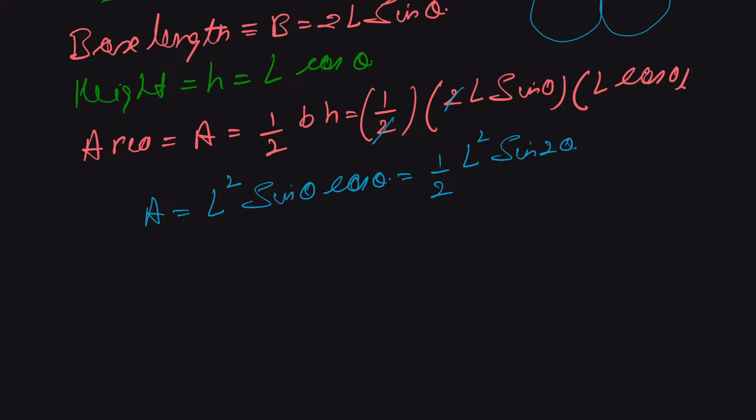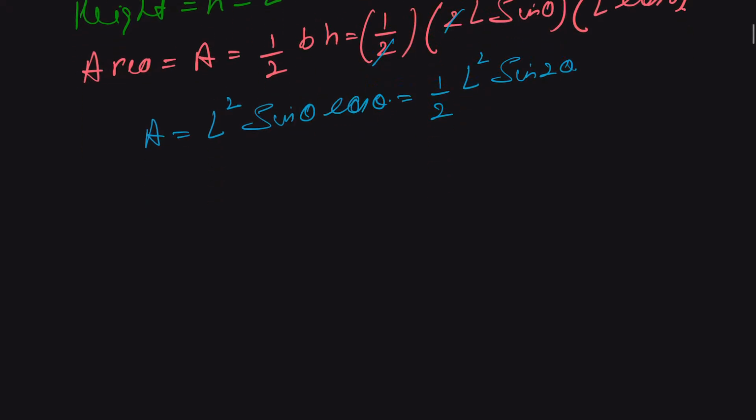So this is the area in the first case, and from here we can easily calculate our mass. We know that mass m is equal to density multiplied by area. We have already written the formula at the start. Therefore, we get this as rho, and we have half L square sine of 2 theta.